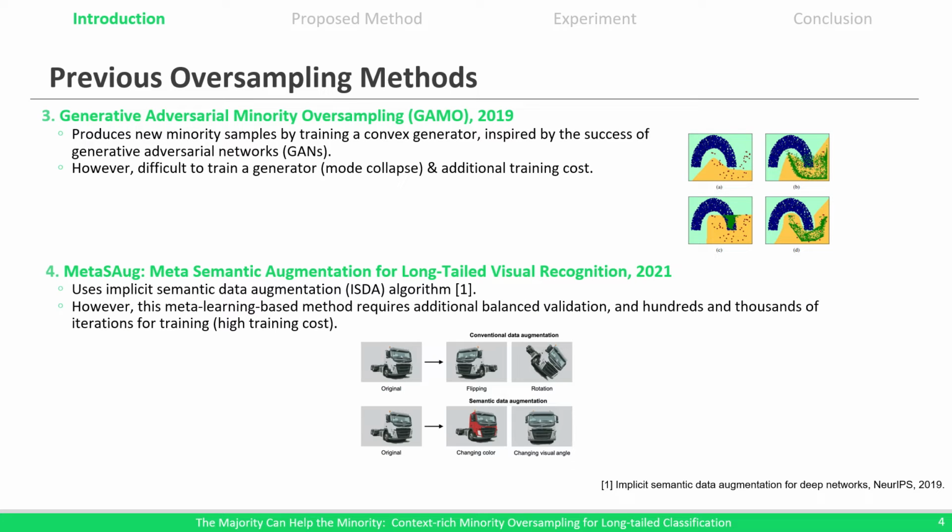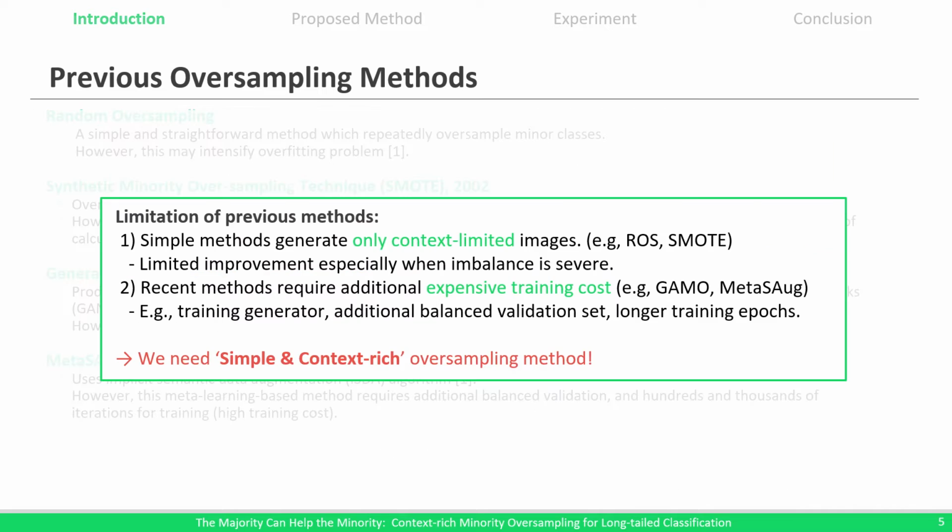Recently, more sophisticated oversampling methods have been proposed. GAMO produces new minority samples by training a convex generator, and MetaSEG uses an implicit semantic data augmentation algorithm to generate diverse minority samples. However, they require high training costs, such as training a generator, requiring additional balanced validation data, and hundreds of iterations for training. Therefore, we need a simple and context-rich oversampling method.